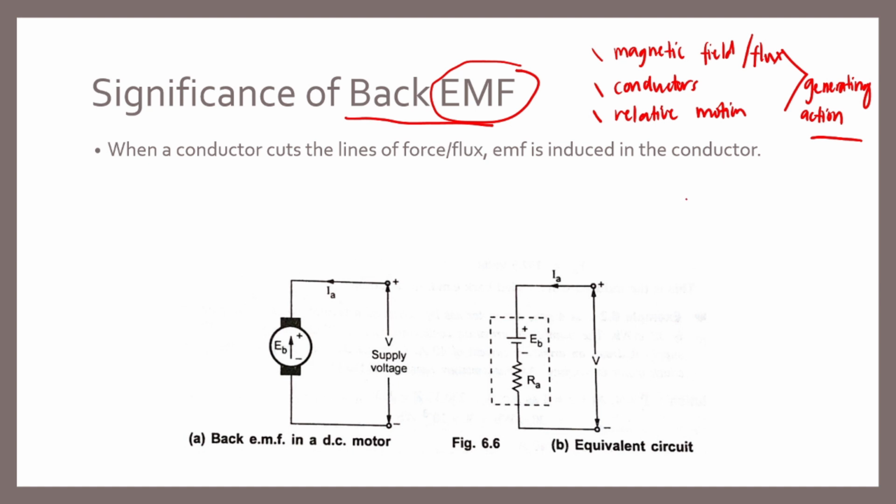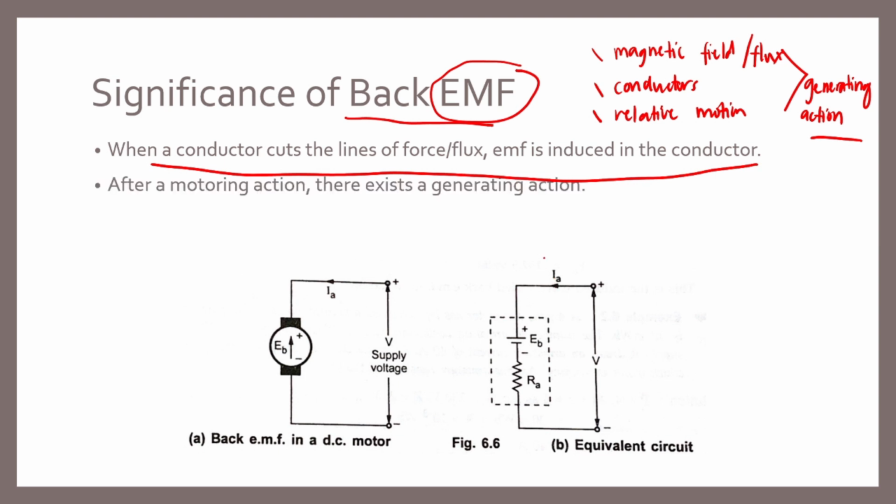So once it rotates, at the same time, it also cuts lines of force of our magnetic field. Okay? If it cuts lines of force, so based on this statement, then our armature conductor is also inducing EMF. So there is an induced EMF. Okay? After a motoring action, there exists a generating action. So as we said, after it rotates or experiences mechanical force, our conductors also cut lines of force from our magnetic field.